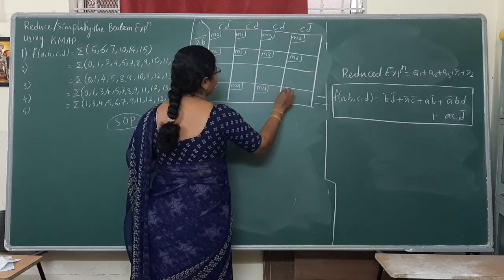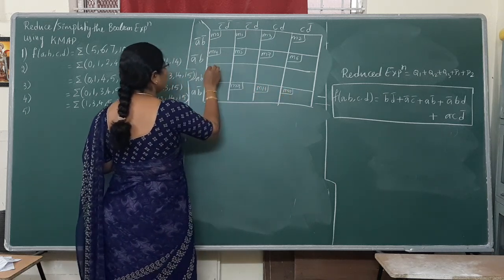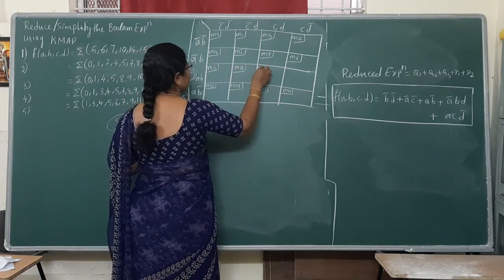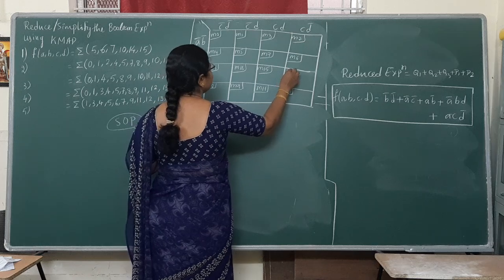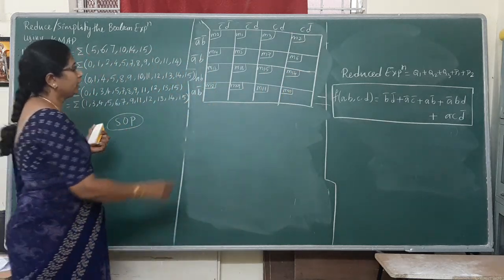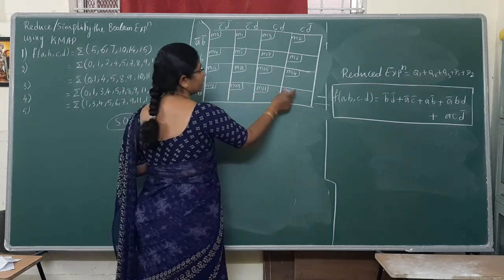M11, M10, M12, M13, M15, M14. 0 to 15, each cube has its own minterm.